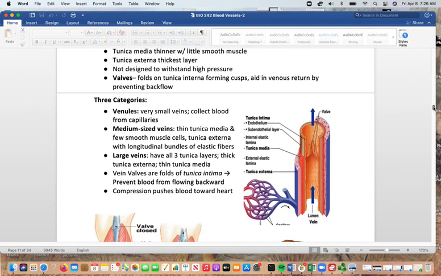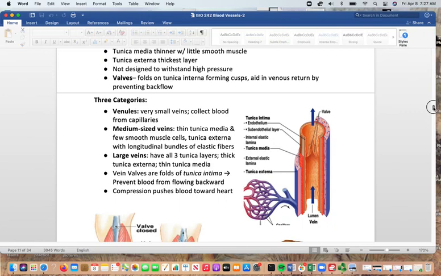The valves or folds on the tunica interna, they form cusps. They're important for venous return because venous return isn't a continual stream flow. There are surges in it because of muscle contraction and things from the heart. So this will prevent backflow in between those surges.